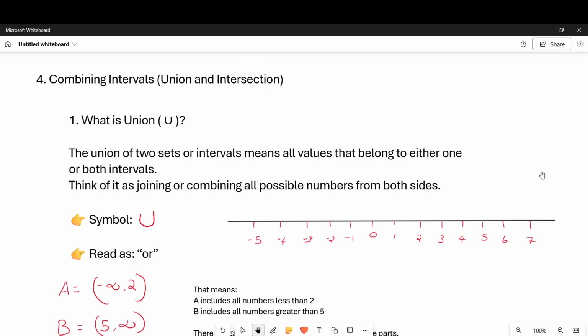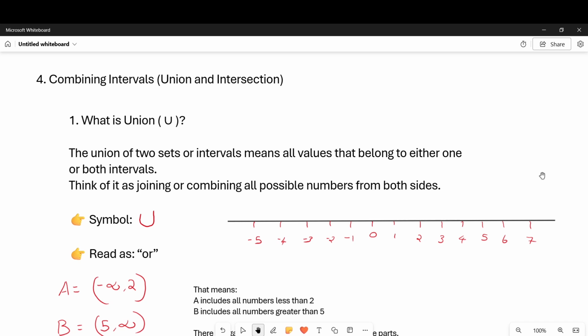Okay. The next topic is combining intervals. Combining intervals means that if we have two separate parts of an interval, we need to combine them together to make a single interval. That's what we are going to see in this section. Here we are using the union and intersection symbols to combine two parts of an interval. Before that, we need to see what union is and what intersection is.